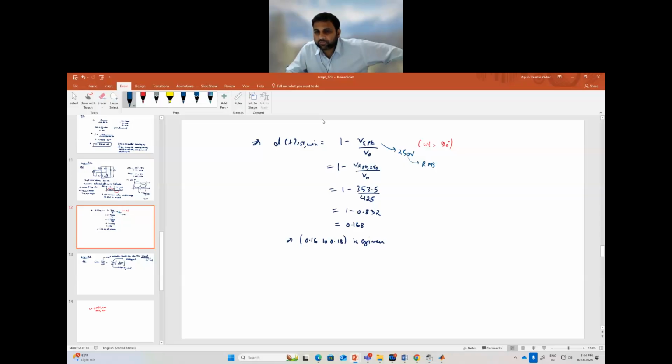This we will divide by V naught, which is given as 425, and finally what we will get is the minimum value of duty ratio, which is 0.168.